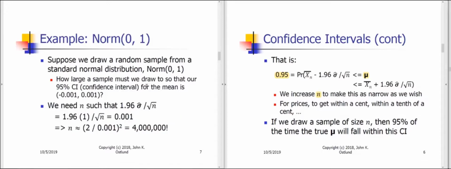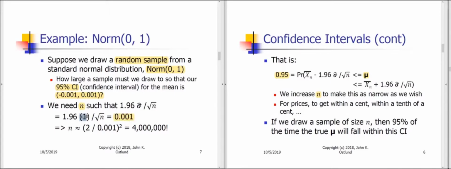As an illustration, let's suppose that we have a random variable with known distribution, normal(0, 1), that is, it's a standard normal. Its mean is 0, its standard deviation is 1, and we draw a random sample. We would like to know how big that sample has to be in order for our 95% confidence interval to fall within a quite narrow range, between plus or minus 0.001. All right, well, that means that we need n such that 1.96 times our standard error, that is our estimate of sigma divided by the square root of n, equals 0.001.